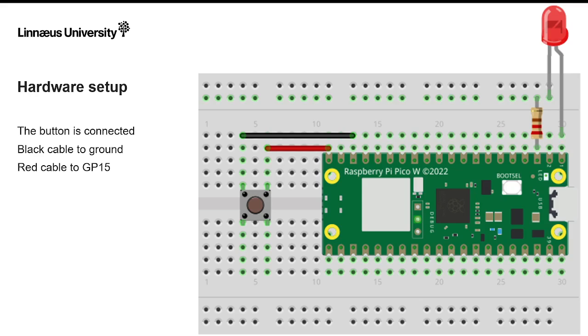We will test the if statement using a button. So I will try to connect a button to my Raspberry Pi on GP15, and I will use this one to the ground. You can use another one, just check your pin out diagram. And I will try to control this LED here on GP0.